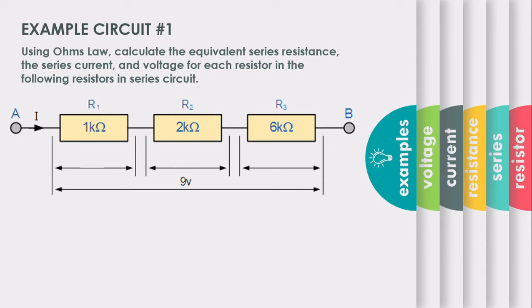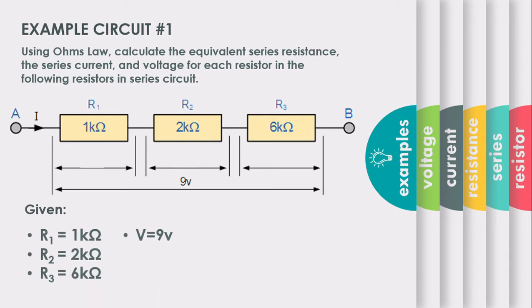Here are some sample problems of a series circuit. Example circuit number 1: using Ohm's law, calculate the equivalent series resistance, the series current, and the voltage for each resistor in the following resistors in series circuit. The given resistances in this example are 1000 ohms, 2000 ohms, and 6000 ohms. And the voltage is 9 volts.